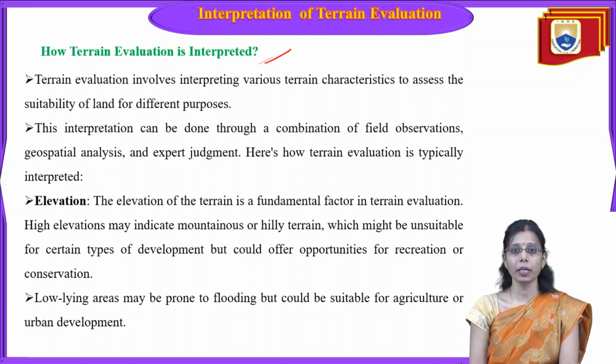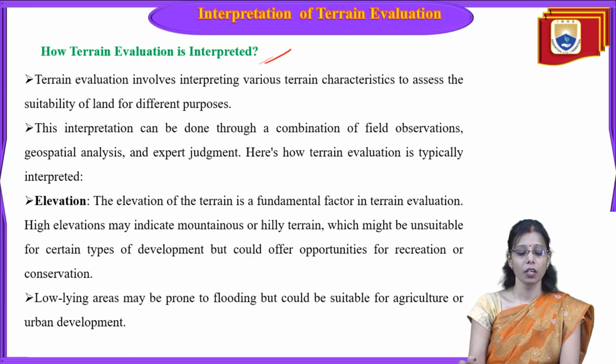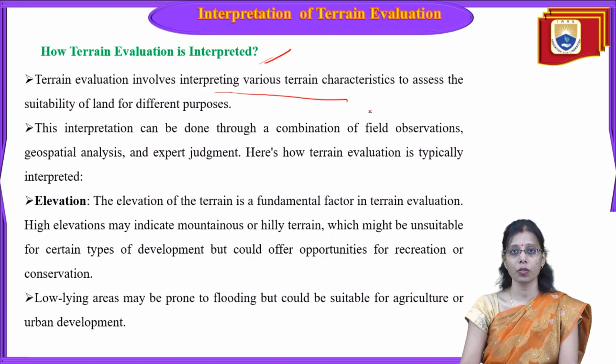So interpretation is reading the image. Reading the image is called interpretation. So if you want to interpret the image, how can a terrain evaluation be done? Terrain evaluation involves interpreting various terrain characteristics to assess the suitability of land for different purposes. This interpretation can be done through a combination of field observations and geospatial analysis.